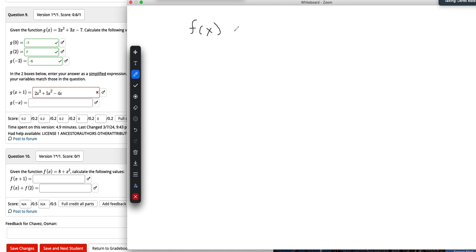f of x plus f of 2. So f of x is exactly this, right? f of x equals 8 plus x squared. So that's all that part is. Plus, we're supposed to add f of 2 to that. And I'm going to put this in parentheses just because if this was f of x minus f of 2, you would absolutely need those parentheses. So they're not strictly necessary here, but they would be if the problem was structured slightly differently, which is to say minus.